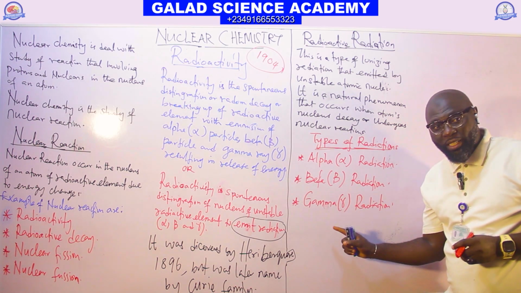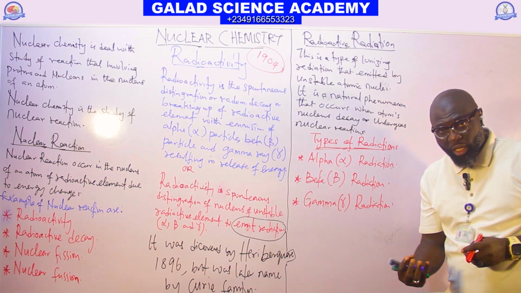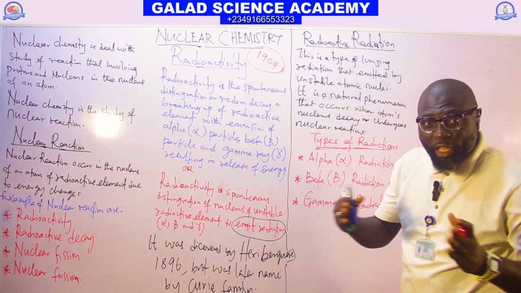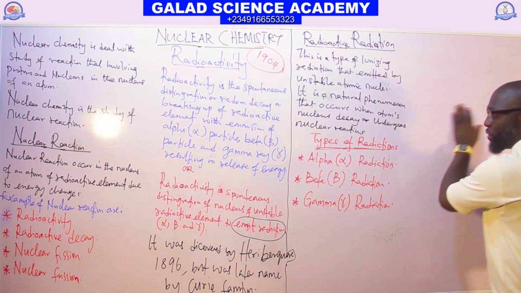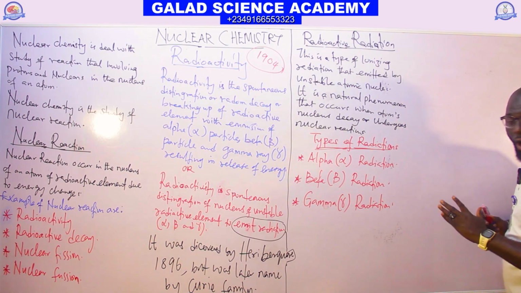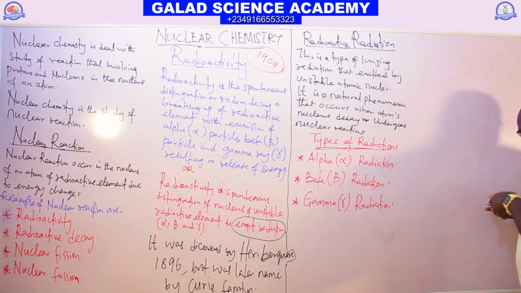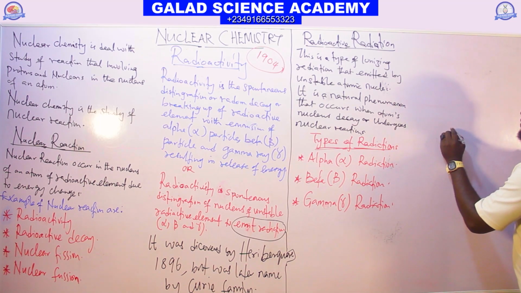Rutherford performed one experiment by subjecting a uranium source into the electromagnetic bar. Let me perform the Rutherford experiment. He subjected uranium salts. Assume this is the uranium salts. We have it here.